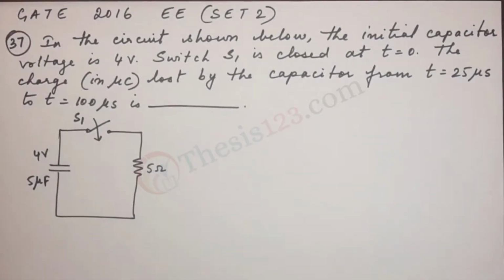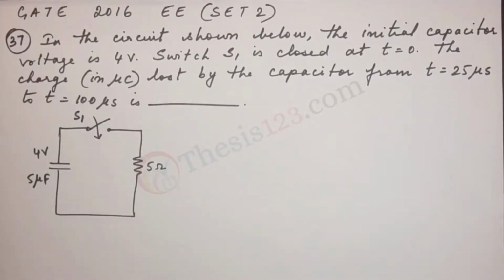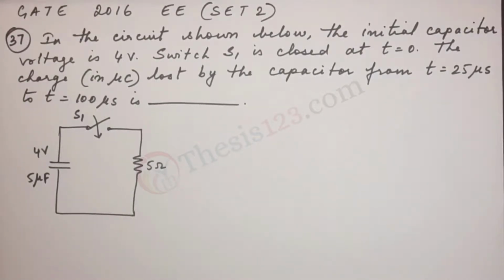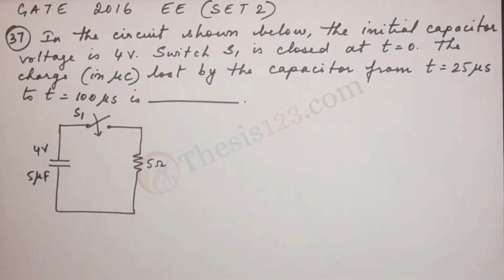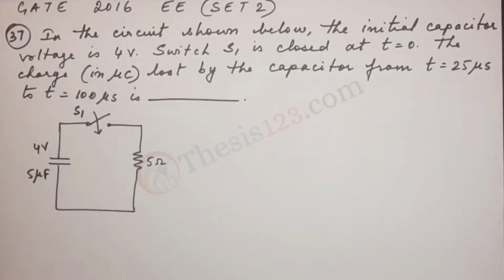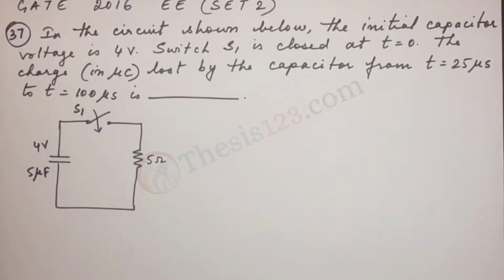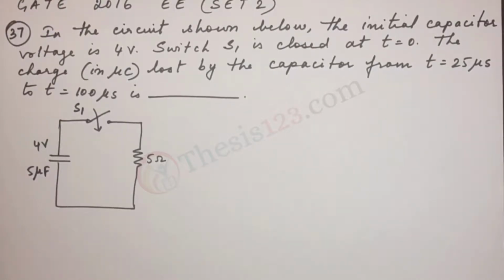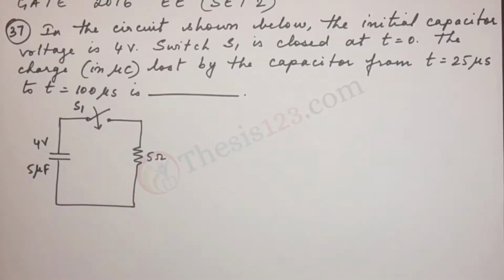Here's the next question, number 37. In the circuit shown below, the initial capacitor voltage is 4 volts. Switch S1 is closed at t is equal to 0. The charge in microcoulombs lost by the capacitor from t is equal to 25 microsecond to t is equal to 100 microsecond is dash. Okay, so we don't have options here. We will have to try and work it out.